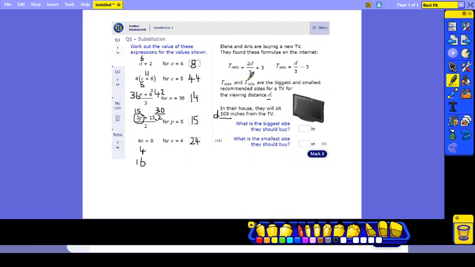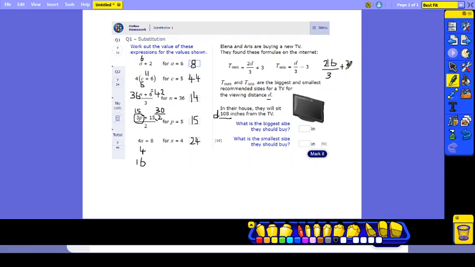Okay, so if I substitute this into the T max, because that's what the biggest size is going to be, I've got 2 lots of 108, divided by 3, add 3. So 2 lots of 108 is 216. 108 times 2 is definitely, yep, 216. So if I substitute that top part here, I've got 216 now, and I'm going to divide that by 3. And then I'm going to add 3.